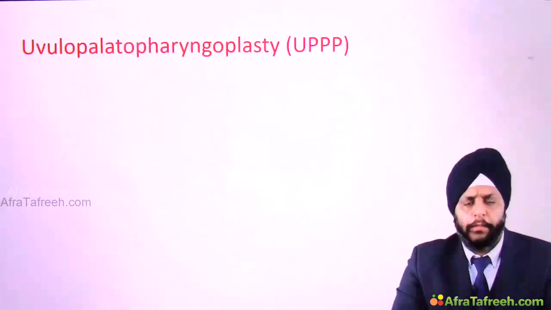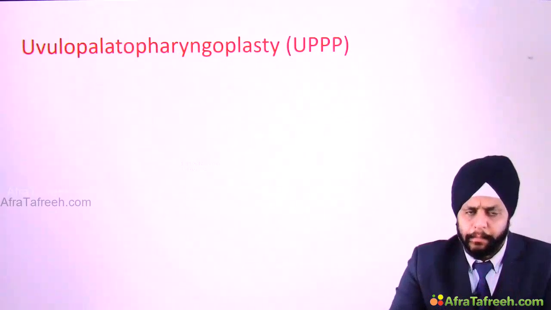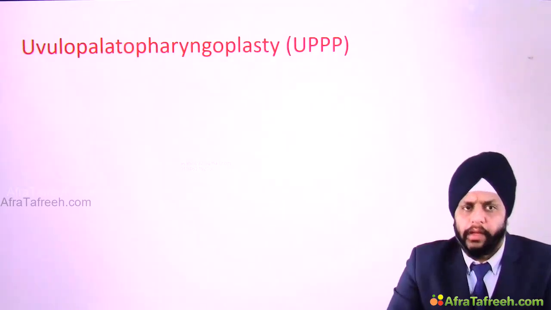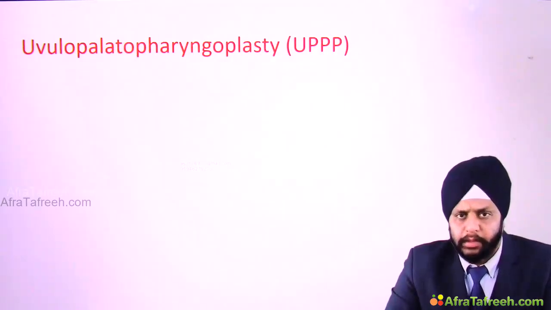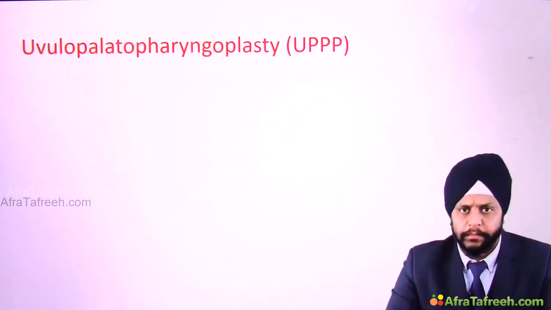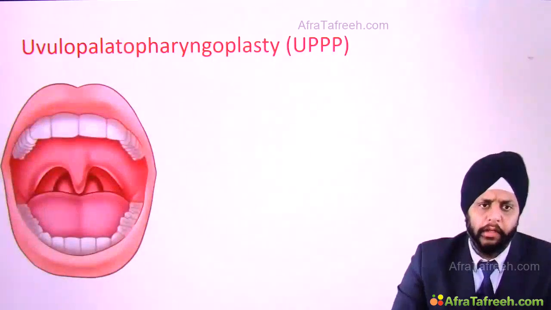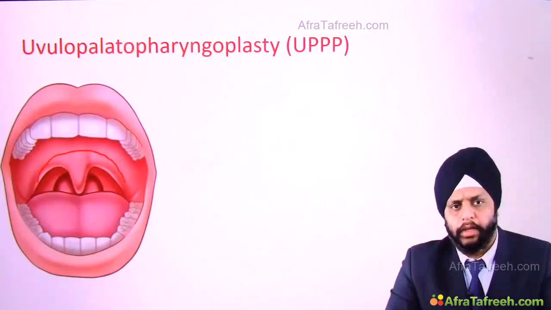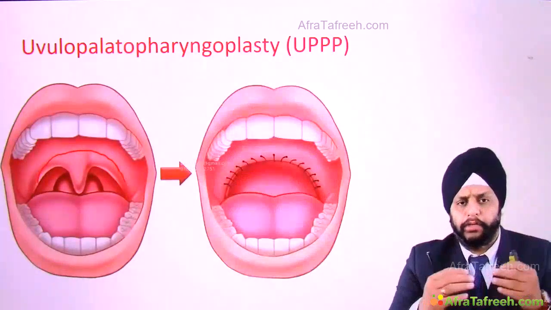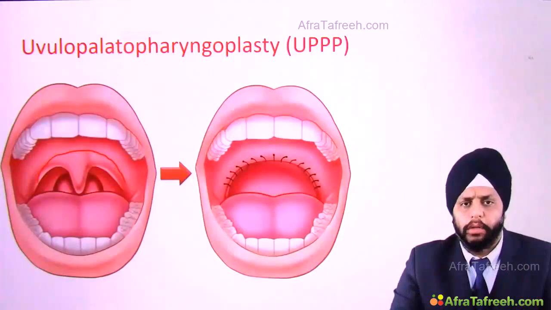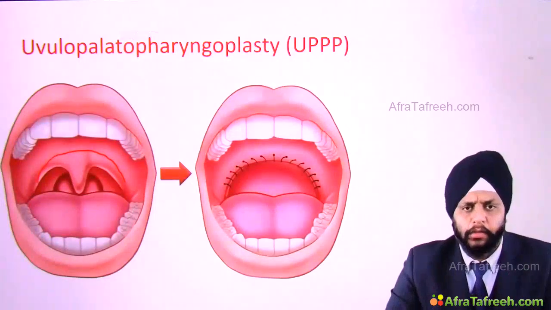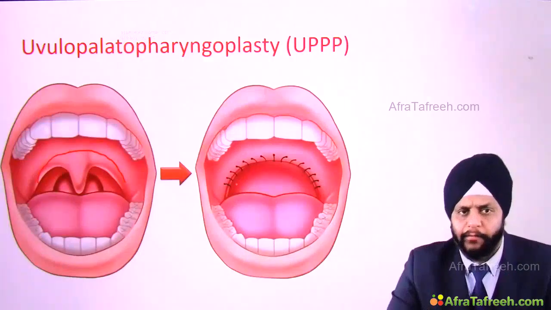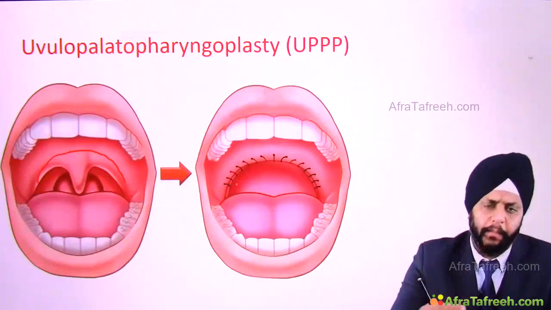Now, suppose the problem is in the palate, we can do a surgery known as uvulopalatopharyngoplasty. I call it UP3. What is done in this? The soft palate and the uvula may be cut and removed. We stitch it so that we create a good anterior-posterior airway. This is how we can take care of the problem caused by the palate.